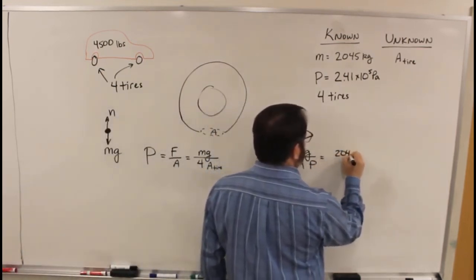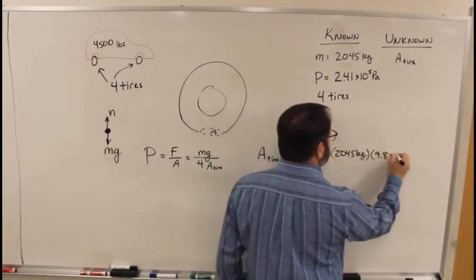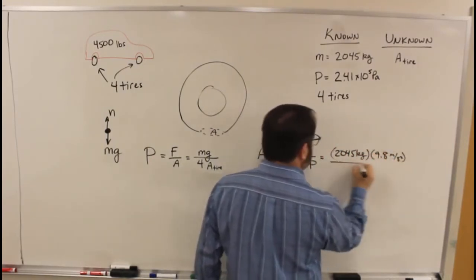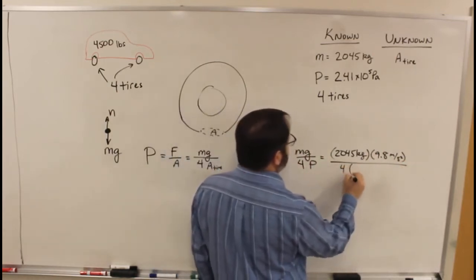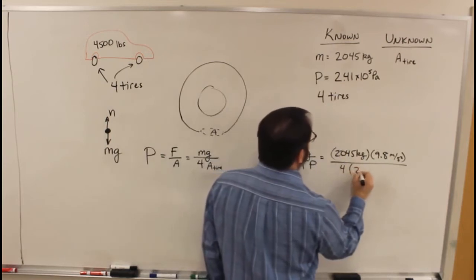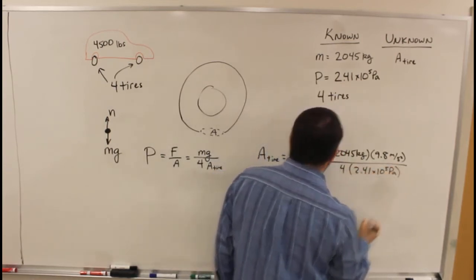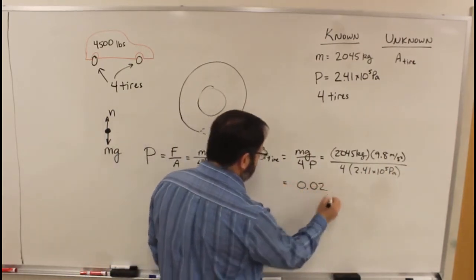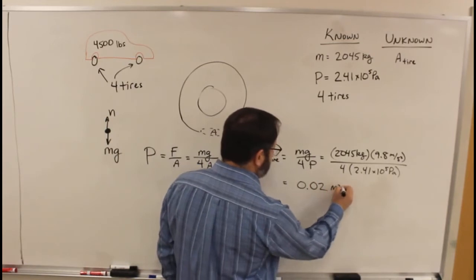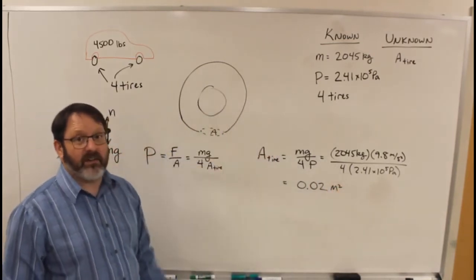So 2045 kilograms times 9.8 meters per second squared over 4 times 2.41 times 10 to the 5th pascals. 0.02 square meters. That's how much of each tire is touching the ground.